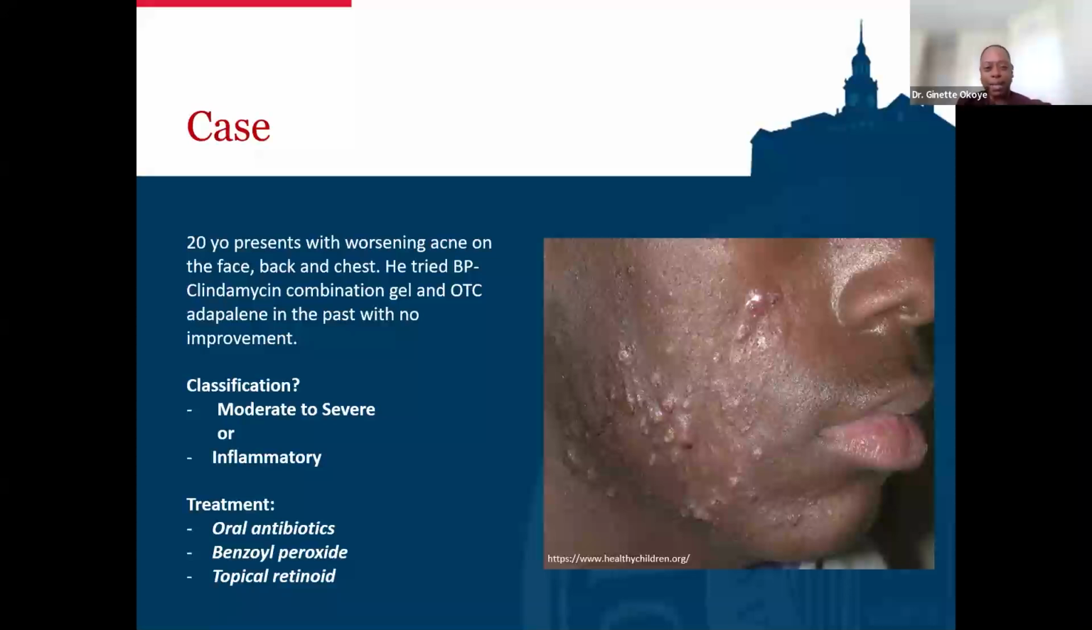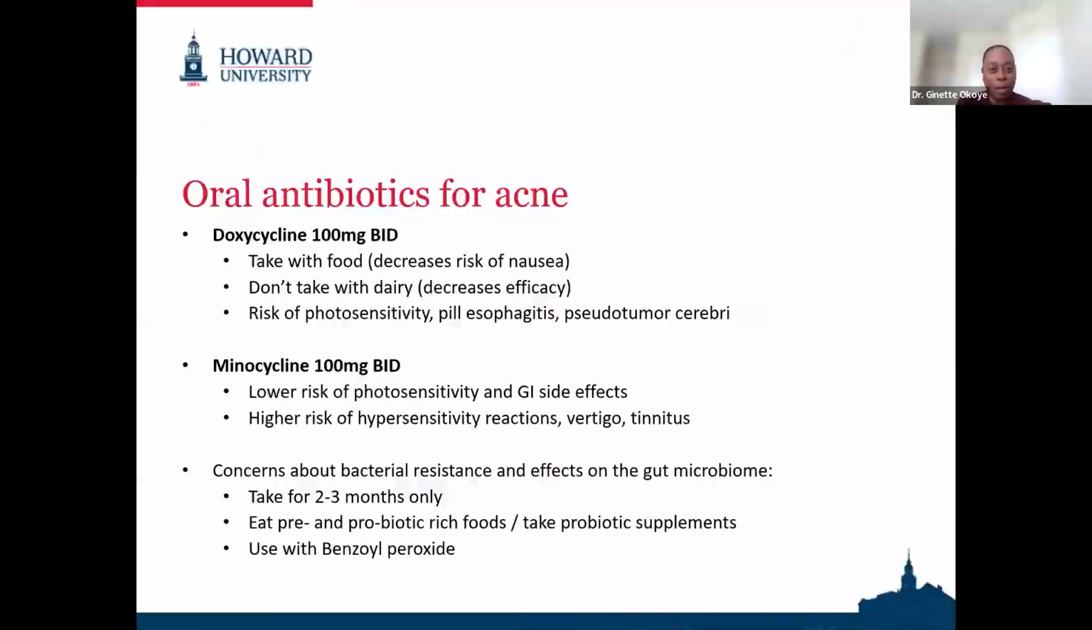So you're upping the ante, right? The previous patient had topical retinoids, benzoyl peroxide. This patient, you're adding on the antibiotics because of the inflammatory component. So the typical antibiotics for acne are doxycycline and minocycline that you take twice a day with food. Taking it with food really decreases the risk of nausea.